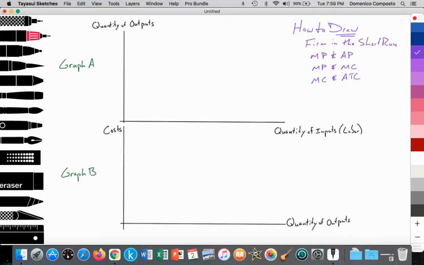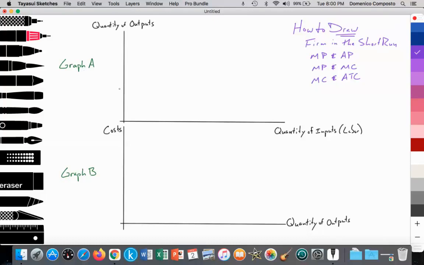And I should state we're looking at a firm in the short run, and we're going to be charting the relationship between the marginal product curve and the average product curve. And then we're going to look at the relationship between the marginal product curve and the marginal cost curve, and also the relationship between the marginal cost curve and the ATC curve. And to illustrate that relationship, we would need two graphs on top of each other.